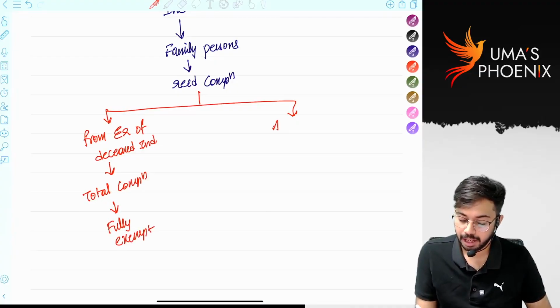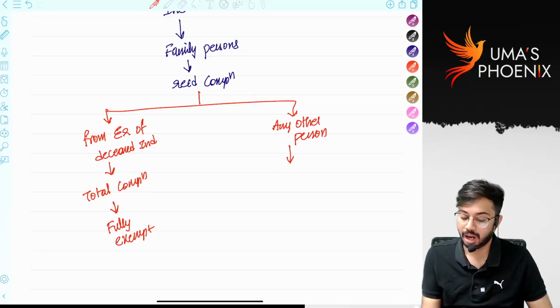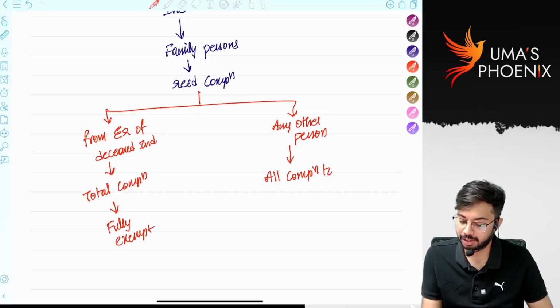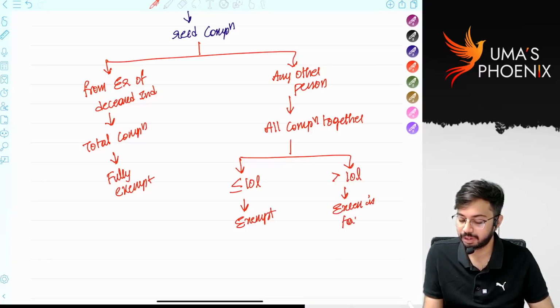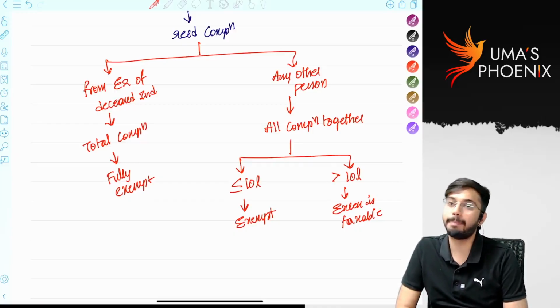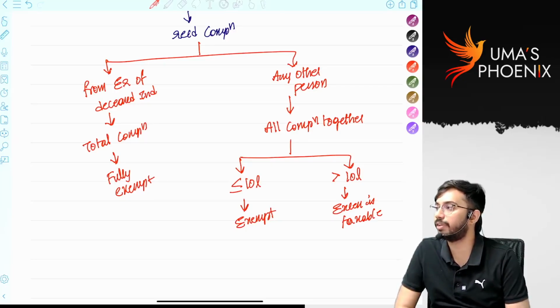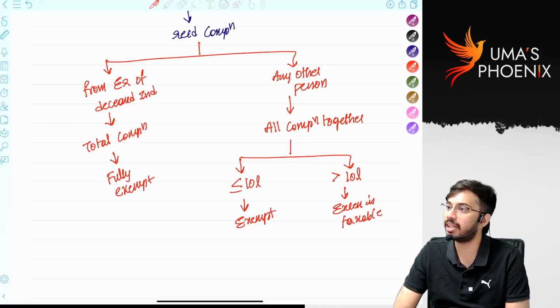If compensation is received from any other person, in that case all such compensations together, if it is less than or equal to 10 lakhs, then it is exempt. If all compensations together are greater than 10 lakhs, then the excess is taxable. Is it clear? So upon death of an individual, if such compensation is received by family members from the employer of the deceased person, then total compensation received is fully exempt. If compensation is received from any other persons, the aggregate compensations received, if less than or equal to 10 lakhs, are fully exempt. If greater than 10 lakhs, then the excess is taxable.